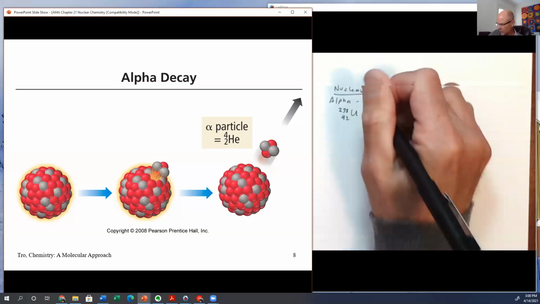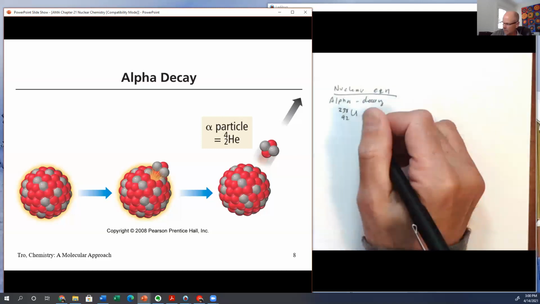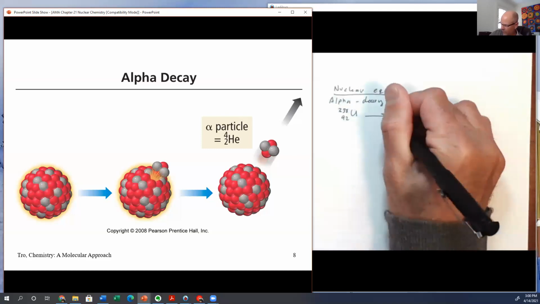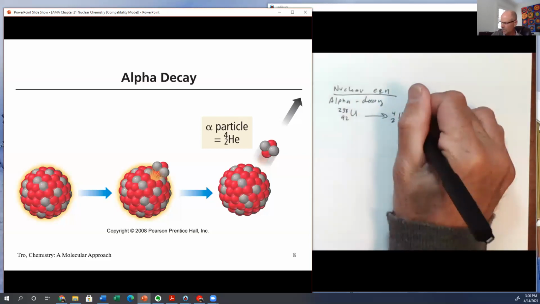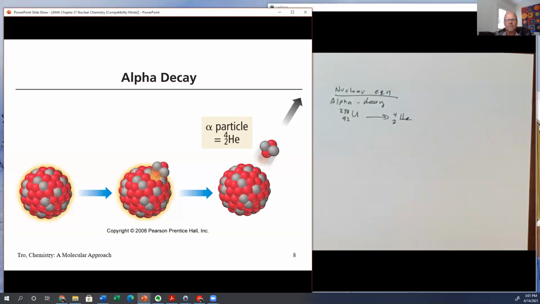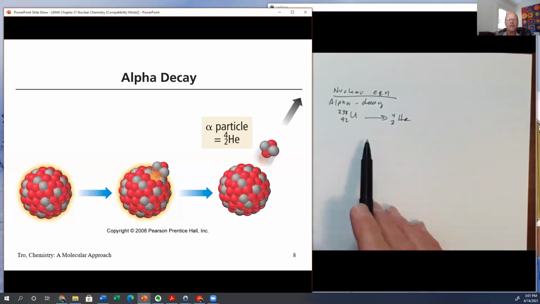Or alpha radiation. Okay, you have a uranium nucleus, right? It gives off an alpha particle, which has this symbol. And remember, in a chemical equation we have to balance the number of each type of atom on each side. In a nuclear equation, we have to balance the number of nuclear particles on each side.